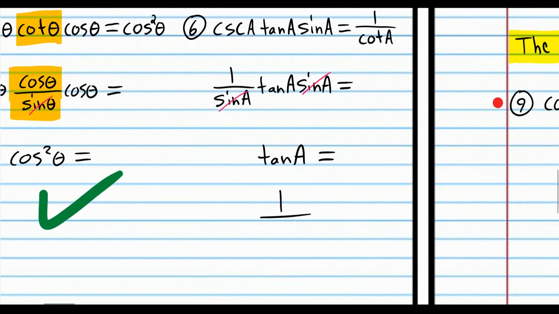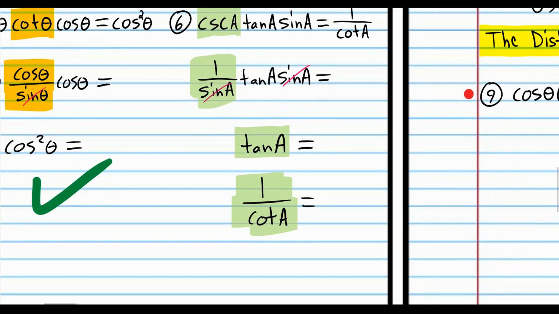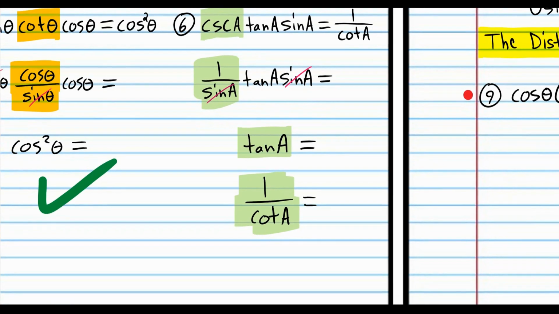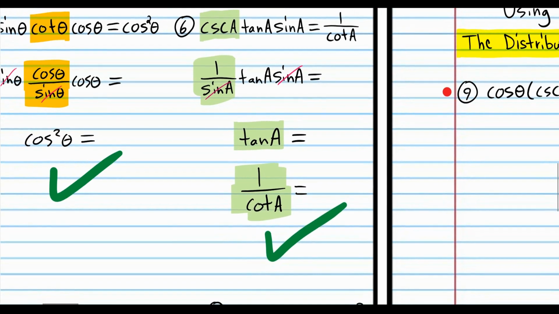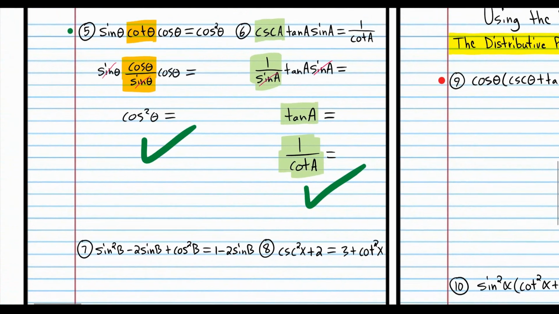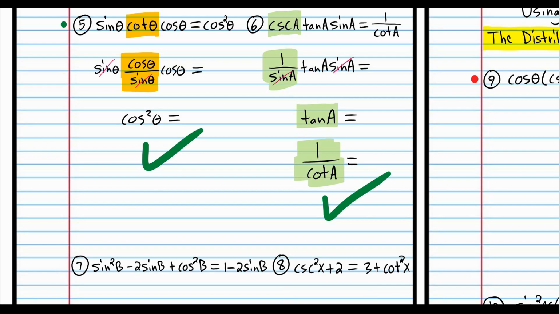So tangent A is 1 over cotangent A. I used a reciprocal identity, and I used a reciprocal identity again, and we proved that the equation is true because we showed that the left side is equal to the right side. So if you got that one right, excellent. Try number 7. When you come back, we'll do it together.